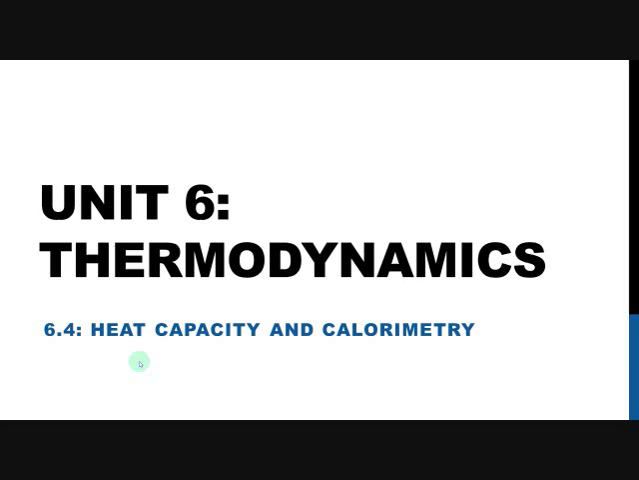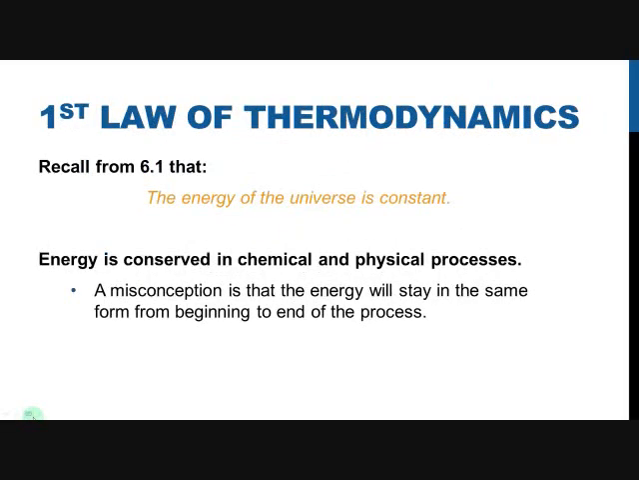2.4, we're going to tie together the ideas of endothermic and exothermic with what's called heat capacity and calorimetry. So recall from 6.1 that the first law of thermodynamics says that the energy of the universe is constant. This means that energy is conserved when we have chemical and physical processes.